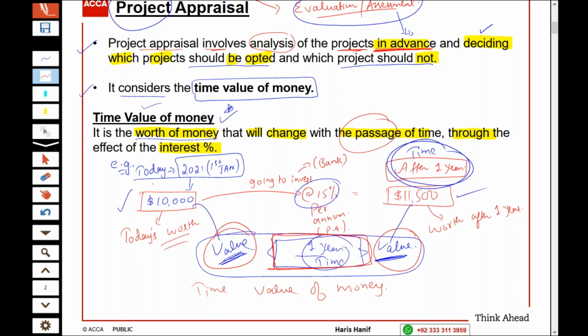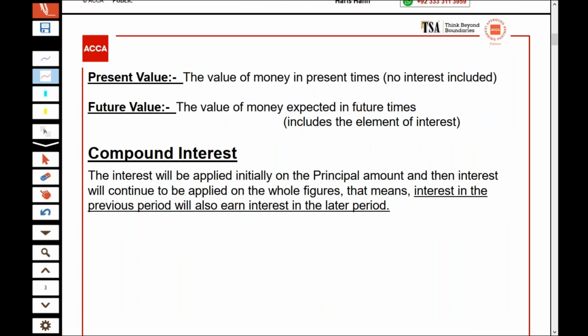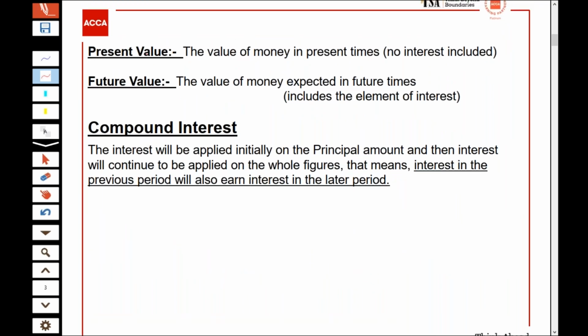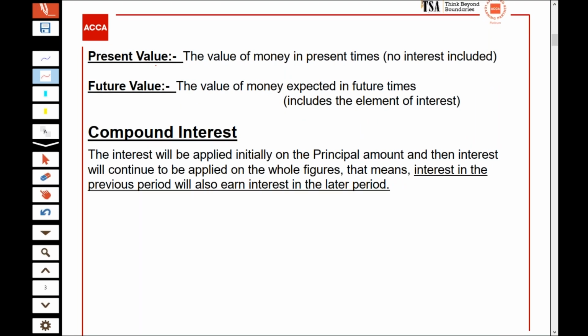Okay, so let's move ahead. This is something which is written here: present value and future value. See, present value. I'm not going back to this slide.